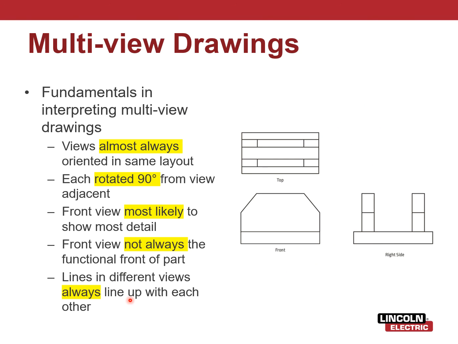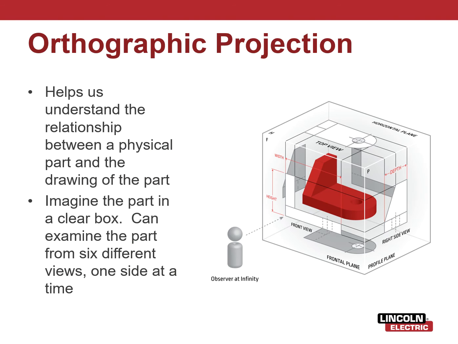Lines in different views always line up with each other. So the left wall lines up, the bottom lines up, right side lines up. So they're proportional to each other. They're always perfectly symmetrical and square to each other. Okay, depending on which way you're going off that front view. Right, and so now you can see top view, front view, right view, bottom view, back view, left side view or left hand view, right? And all together that would give you an orthographic projection. Okay.